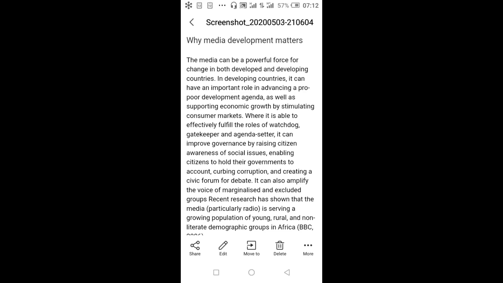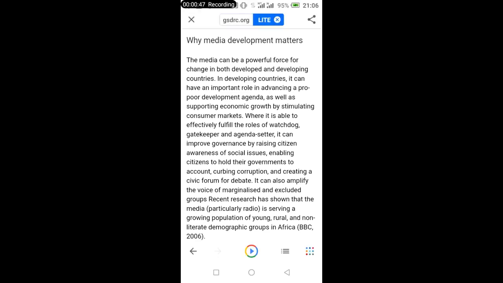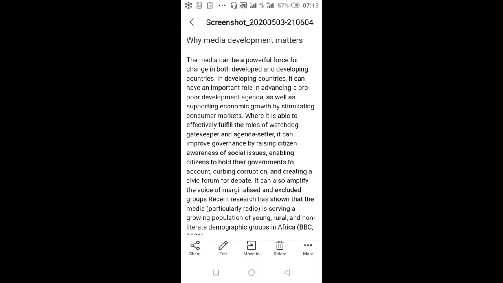Now, how is that possible? Look at what is in a developing country. It can have an important role in advancing a pro-poor development agenda. So we're saying here that in a country where things are not working, media development comes into place to advance a pro-poor development agenda as well as support economic growth by stimulating the consumer market. So we are the consumer market, and the media stimulates us to react, to give our feedback to the government on certain things. That's what is happening currently, where it is able to excellently fulfill the role of watchdog, gatekeeper, and agenda setter.